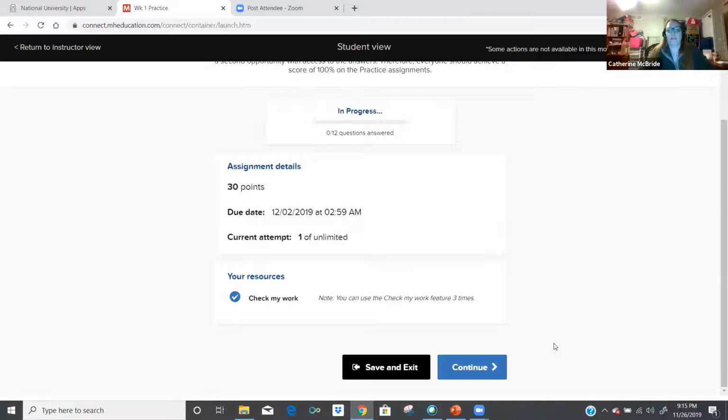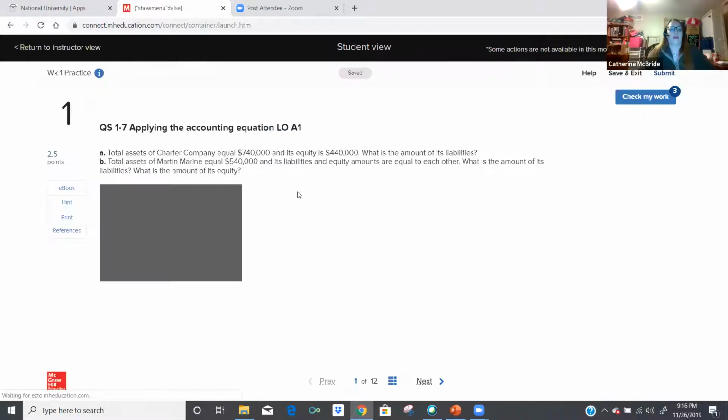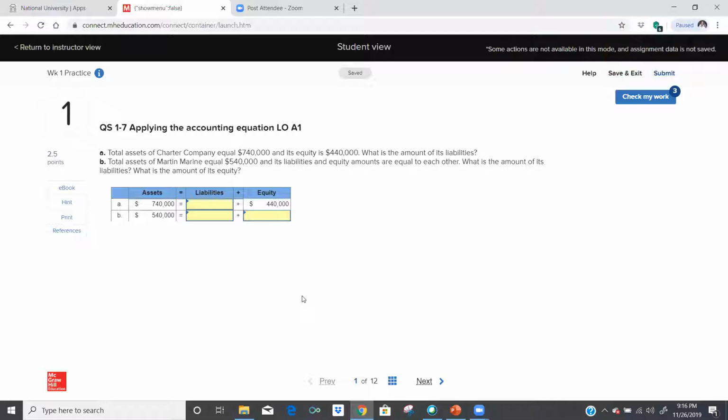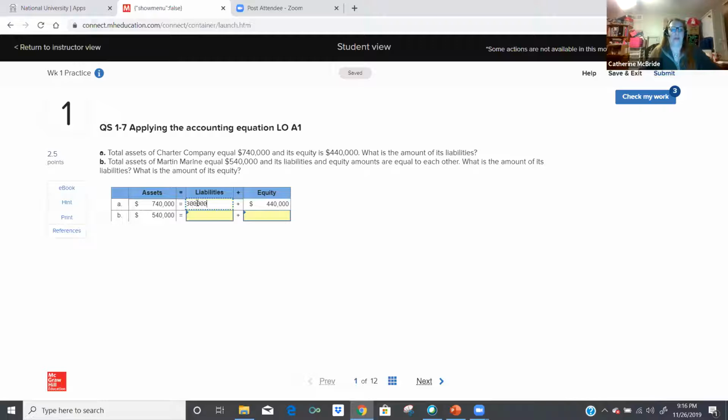So when I've pulled this up, this is one of the first things, if you watch the video: the accounting equation is the basis for the balance sheet. And assets always equal liabilities plus equity. So if assets are $740,000 and equity is $440,000, how much are liabilities? 300,000. So I'm going to put in here 300,000.